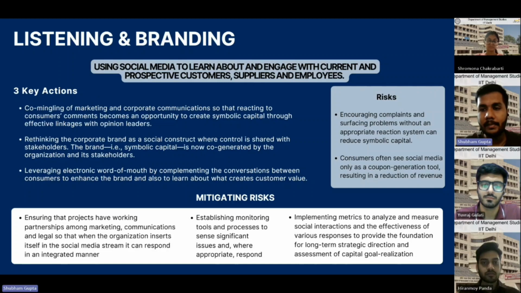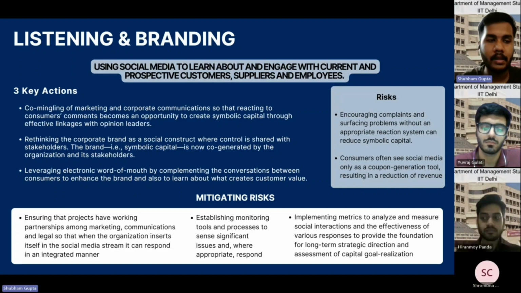The risk of listening and branding is that when you are overactive on social media or you are listening to your customer complaints, the customer might misuse it to treat this as a coupon generation tool, and they might just blackmail you on social media with their complaints to fetch coupons out of you. The second is that encouraging complaints and surfacing problems without an appropriate reaction can reduce symbolic capital. So if you encourage your customers to complain on social media, you might damage your organization's reputation if you don't have proper redressal mechanisms in place.